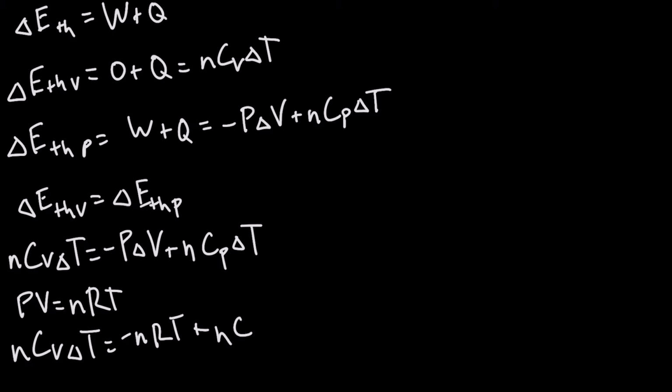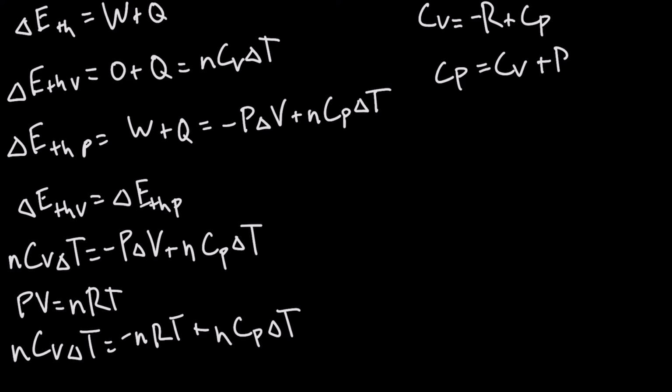To simplify this further, we can substitute in negative P delta V for negative nR delta T by using the ideal gas equation, which states that PV is equal to nRT. From here, we can cancel out the moles and the change in temperature since they are all the same throughout all our terms. This leaves us with CV, R, and CP. Rearranging the equation, we get a final equation of CP is equal to CV plus R.